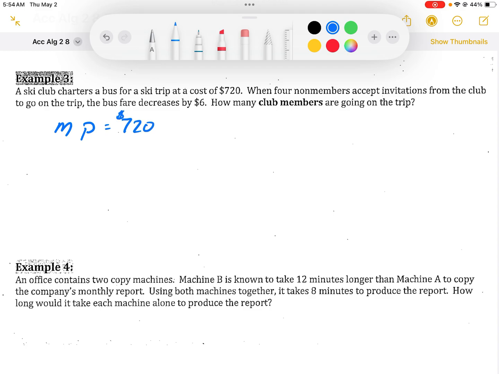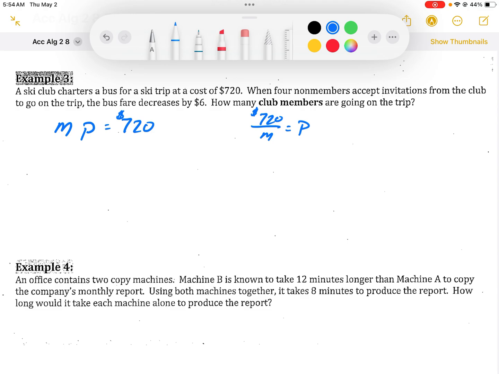The first thing we're going to do here is solve for one of the variables. I think the easiest one to solve for is the price. So we have $720 divided by the members equals the price.